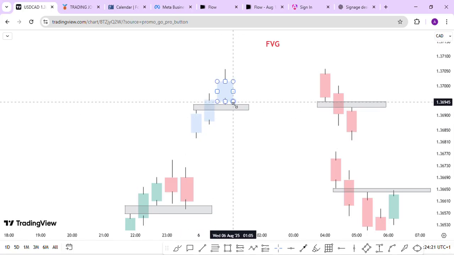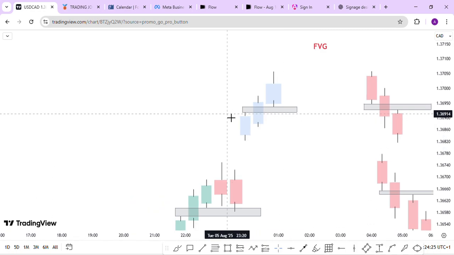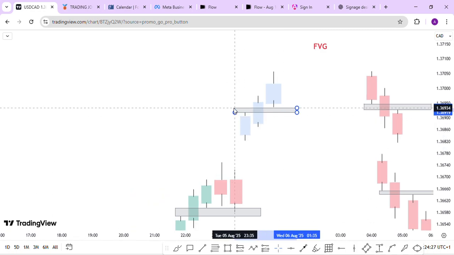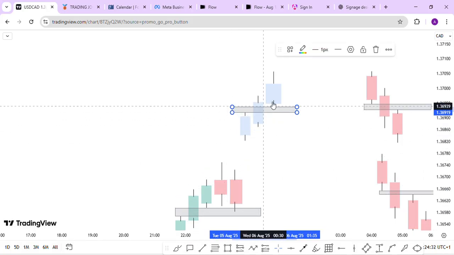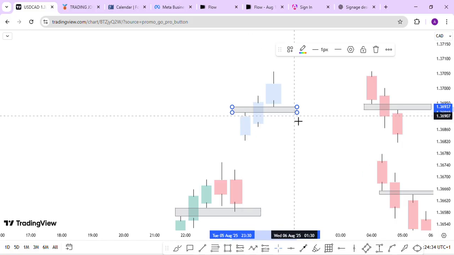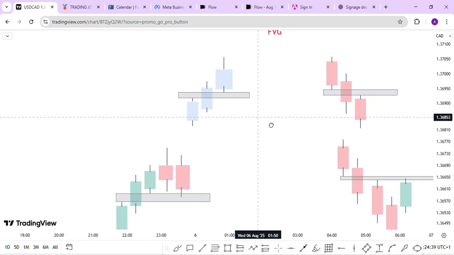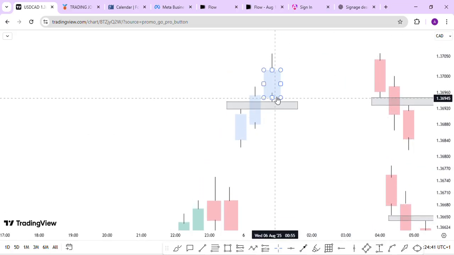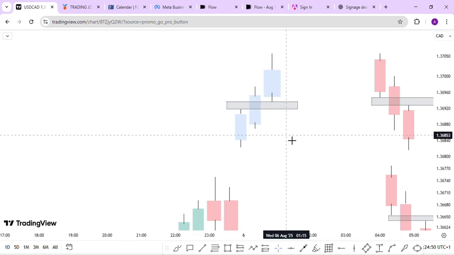This is the first candle, this is the second candle, and this is the third candle. The gap between the first and the third candle, let me say this is the first, the gap between this and this is what we call fair value gap. So in a situation that we have the market moving up like this, the wick is considered, the body is also considered. Let's say this happens like this, that is considered. But the gap between them, if there is a gap, is what we call fair value gap.